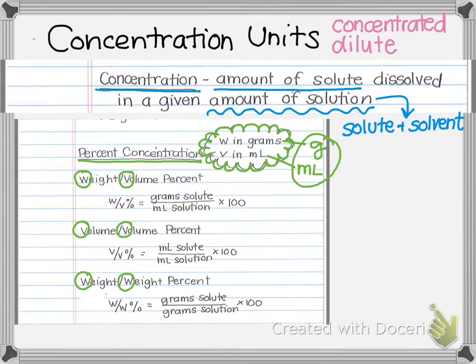Now if I look at each equation, so if I start with weight to volume, you'll notice that weight is in grams, so I have the grams of my solute divided by the volume, which is in milliliters, the milliliters of solution, and then it's a percent, so I times it by 100. Now notice here the solute is over the solution. Now volume to volume, as the name implies, means that I will be comparing the volume, which is in milliliters, to a volume which is in milliliters. And again, it's solute per solution.